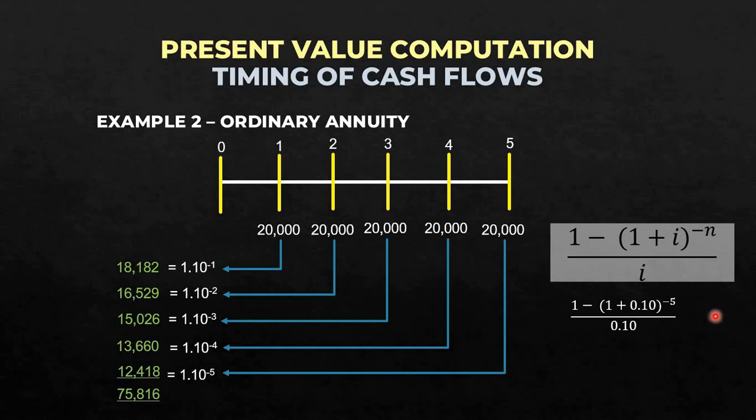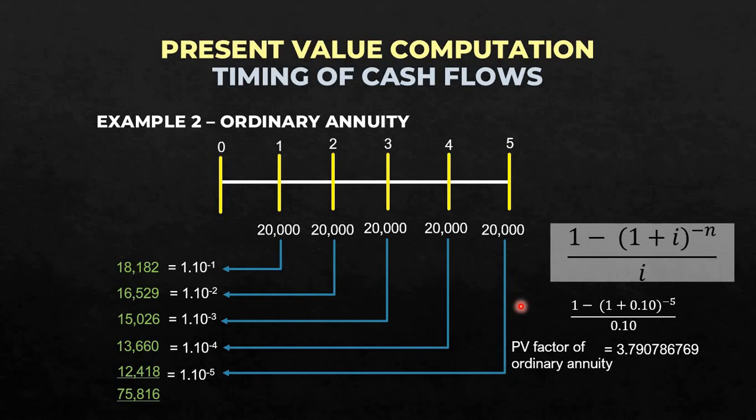Kapag kinumpita natin iyan, ang lalabas na sagot is 3.79078679. Ang tawag natin dito sa 3.79078679 is the present value factor of ordinary annuity. Iyan ang ating PV factor. Para gamitin iyan, yung PV factor natin, kailangan nating i-multiply sa ating future cash flows.